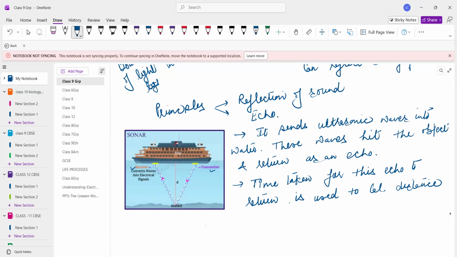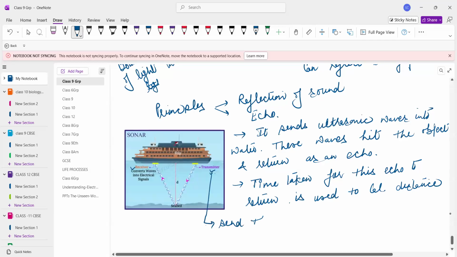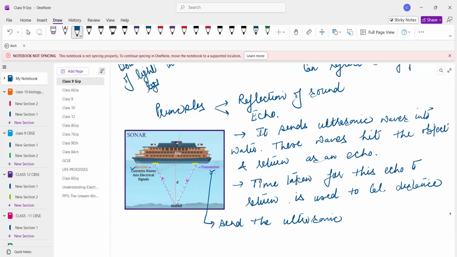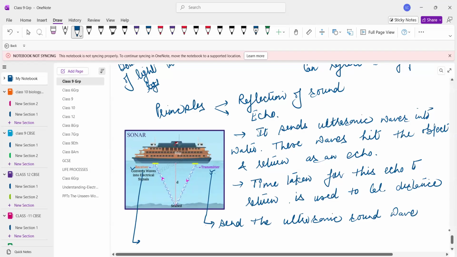So it has two parts: one is the transmitter, the other one is the receiver. The transmitter is used to send ultrasonic sound waves, and the receiver detects the echo.